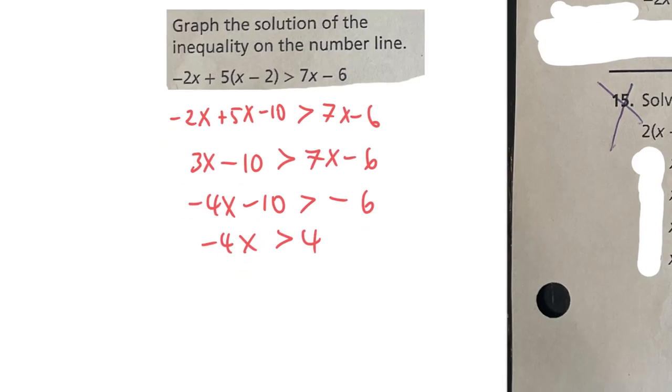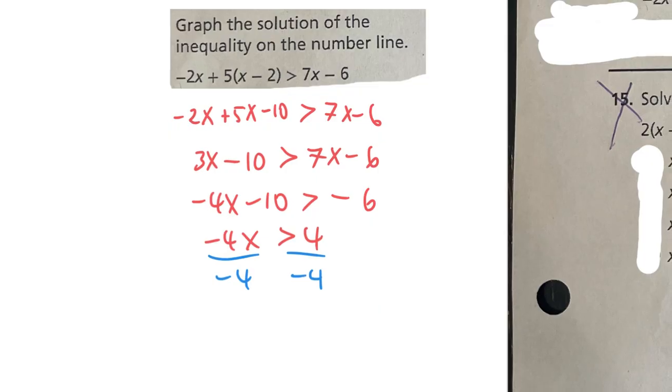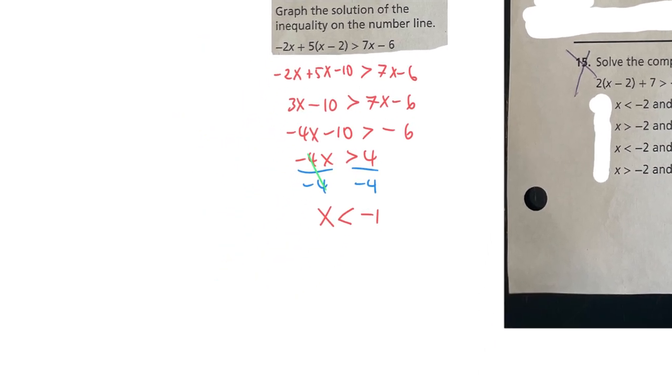Divide both sides by negative 4. Now let's be very careful about this. We're about to divide both sides by negative 4. Anytime you divide both sides of an inequality by a negative number, or anytime you multiply both sides of an inequality by a negative number, you have to switch the direction of the inequality symbol. So we are dividing both sides of the inequality by a negative number. So therefore, it would be x is less than negative 1. So hopefully that makes sense.